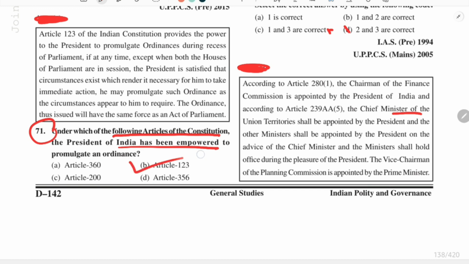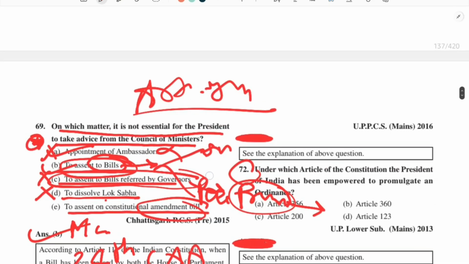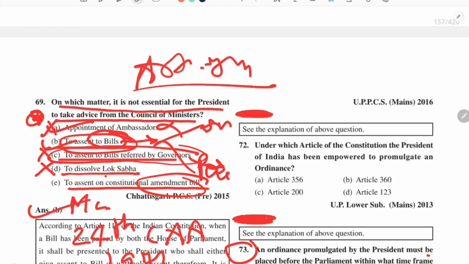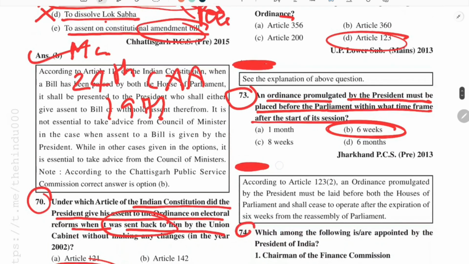Under which of the following articles of the Constitution is the President of India empowered to promulgate an ordinance? Always remember there are some articles which are generally asked in the exam. The article regarding the ordinance is 123, veto is 111, joint sitting is 108. These are some articles you can remember easily. They are generally asked multiple times. Coming to the next question, again related to ordinances, the article is 123. An ordinance promulgated by the president must be placed before the parliament within a time frame after the start of the session, that is 6 weeks. Shortly we will understand this process of ordinance.